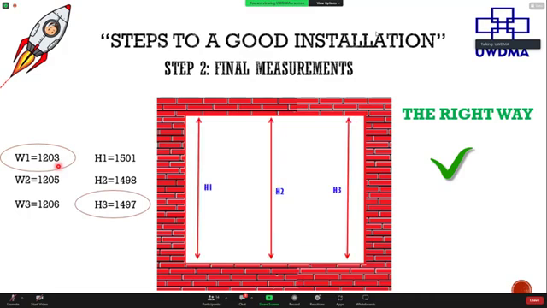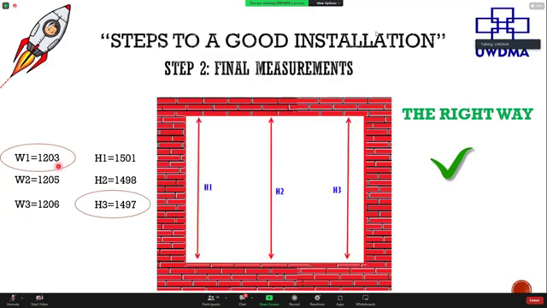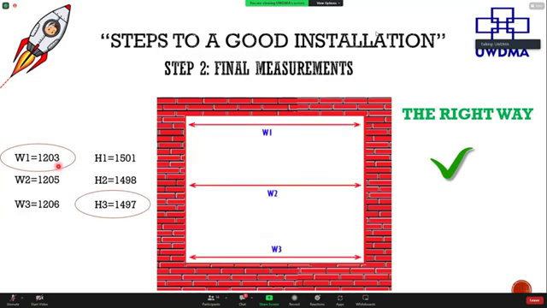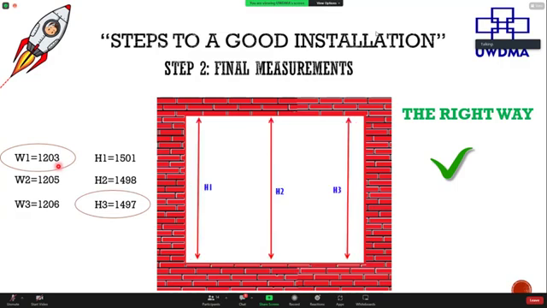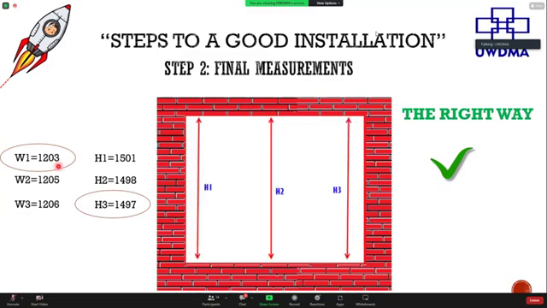Here we are talking not about the production size, but about the opening size, from which we have to deduct later. So the opening size that we will consider would be the minimum of the three widths and the minimum of the three heights.